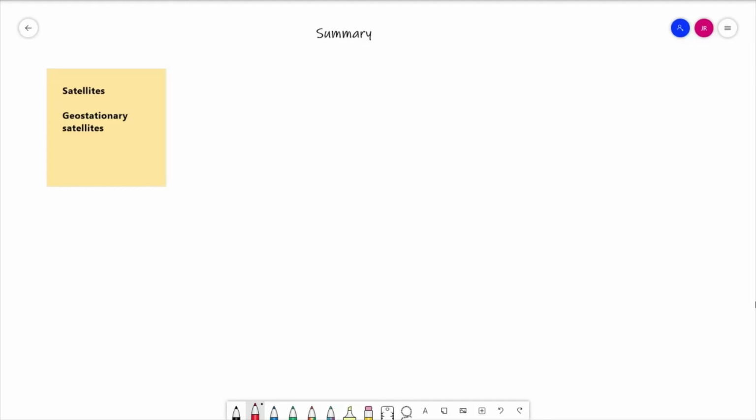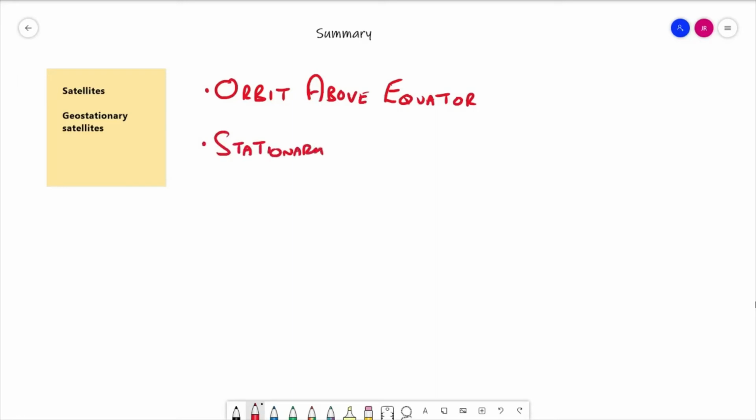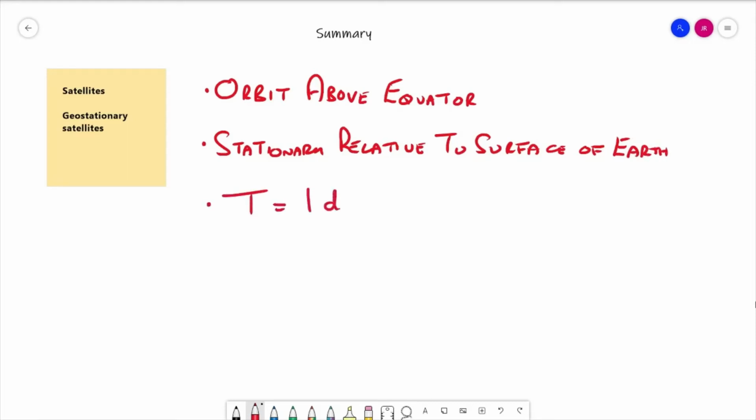So the key points when it comes to geostationary satellites are that they orbit above the equator, that they are stationary relative to the surface of the Earth, and therefore they have an orbital period equal to 1 day, or therefore equal to 24 hours.